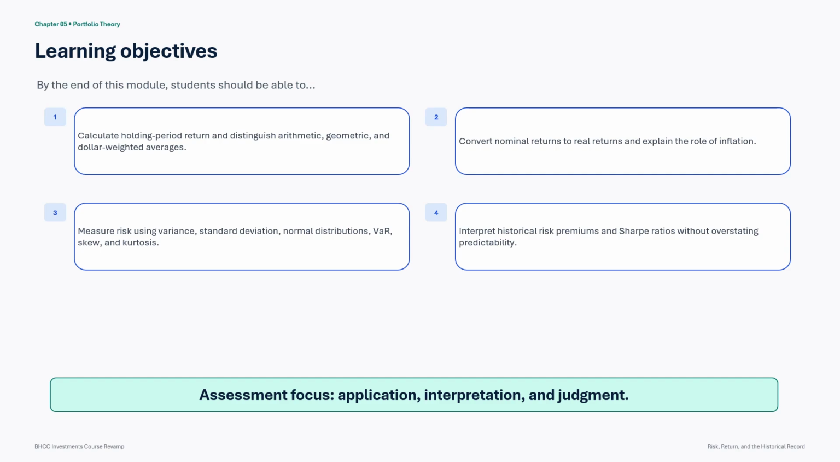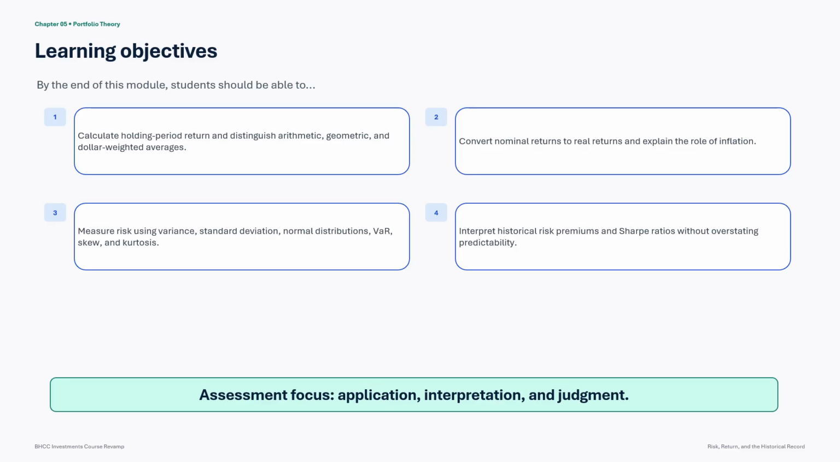This chapter has 4 practical learning objectives. First, you should be able to calculate a holding period return and separate the sources of that return. Did the investor earn income, price appreciation, or both? That sounds basic, but performance discussions often become vague the moment a dividend contribution or withdrawal appears.